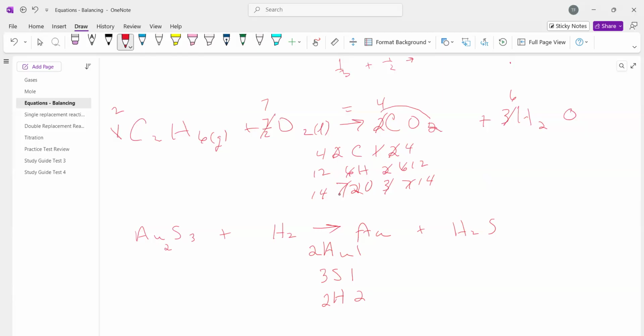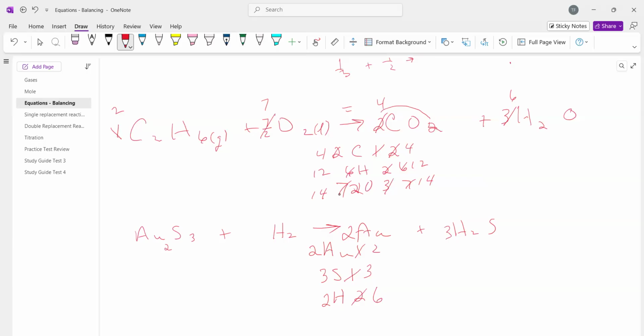Okay, just do the gold. Put a 2 here. Okay, gold is officially balanced. But the sulfur is not. Wait, what did we do to balance the gold? Put a 2 in the front. We just added the 2 to the front? Mhm. Okay, how about we balance the sulfur? I take it that's your suggestion. Change the 1 to a 3. Yep. Okay, so that's going to get us up to 3 sulfurs and 6 hydrogens.